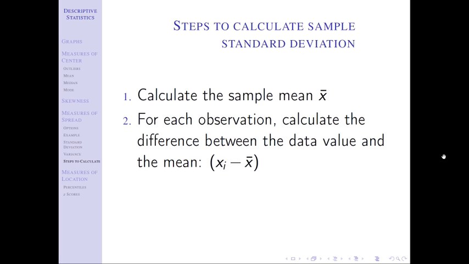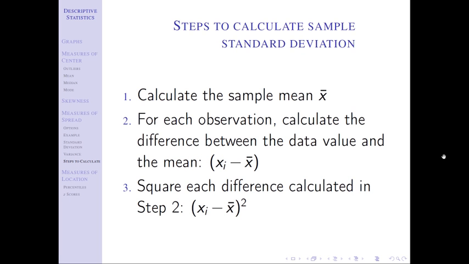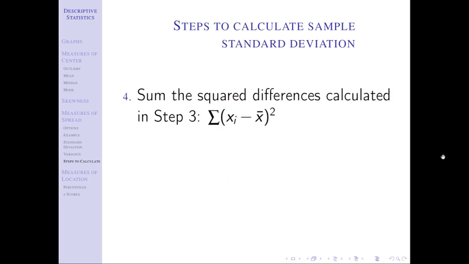Then we took those differences and squared them. Then we took those squared values. Remember, we did try to add up the unsquared values. That didn't work. That's why we squared them. Then we got to add them up. So step 4 is to sum up all those squared differences.